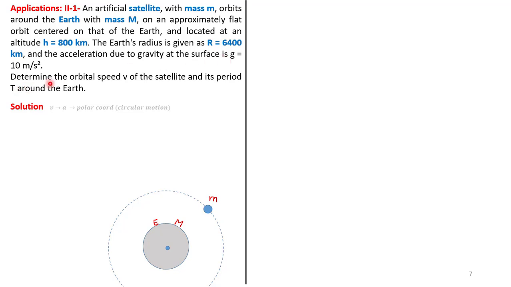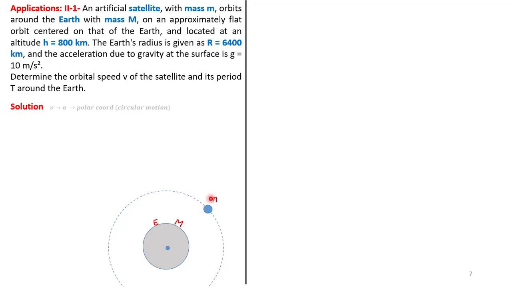The question is to determine the orbital speed v of the satellite and its period t around Earth. So we need to find the orbital speed v of the satellite. This exercise is an application of the fundamental relation of dynamics or Newton's second law, in the case where we have one force, which is the gravitational force. Okay, so we will find v based on Newton's second law on the system. Which system to consider? We are studying the satellite, so our system is the satellite.